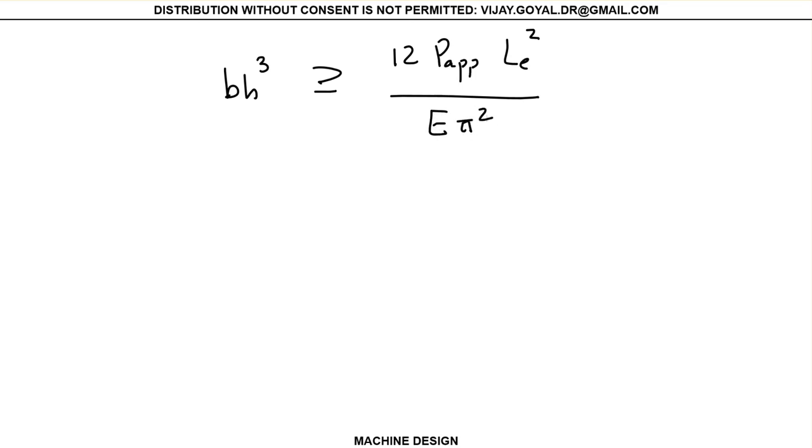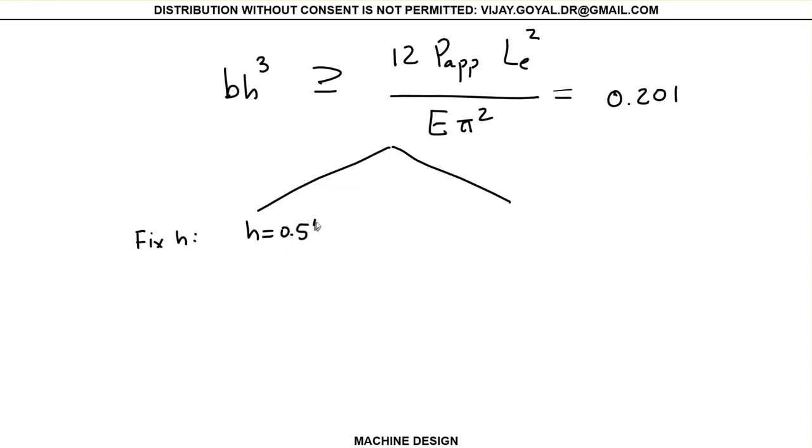So if I replace all the values here, I get the following. This whole expression is equal to 0.201 if you replace all this. I really have two options here when I want to do this, or I could do a combination of two also. But let's suppose I want to keep the value of h fixed. So h is going to be fixed at 0.50 inches. That's given in the problem.